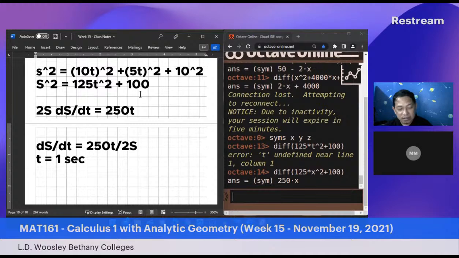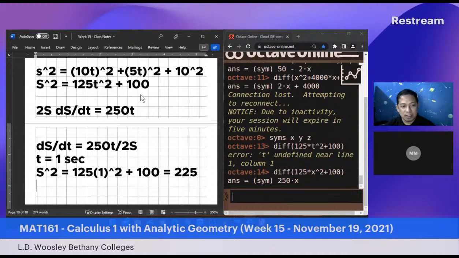Substitute here. So what you're gonna have is S squared equals 125 times 1 squared plus 100, which is equal to 225. And square root of S, S is equal to 15 feet. So that is how long after 1 second.